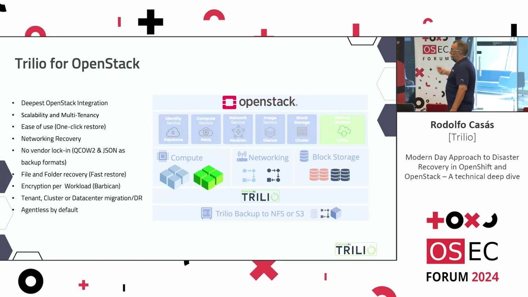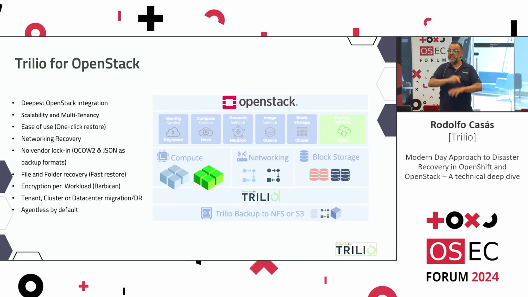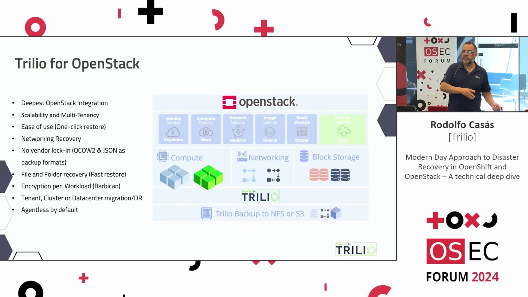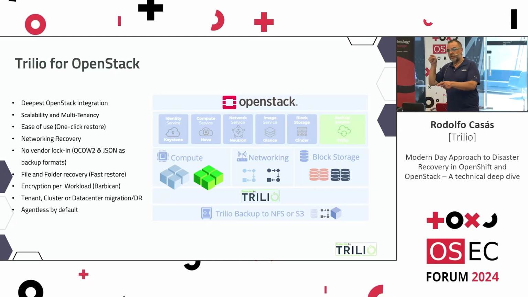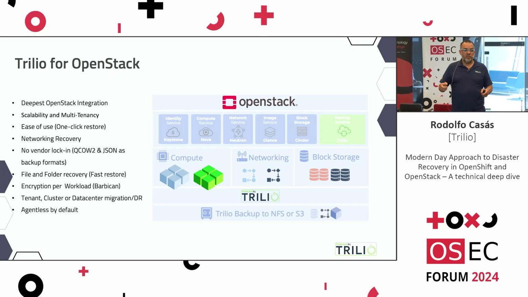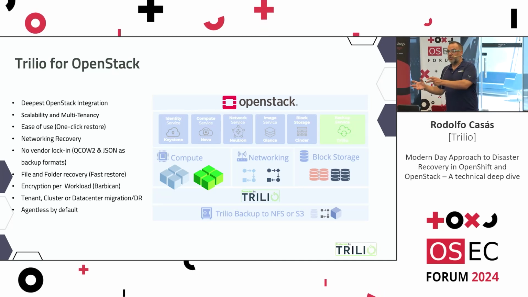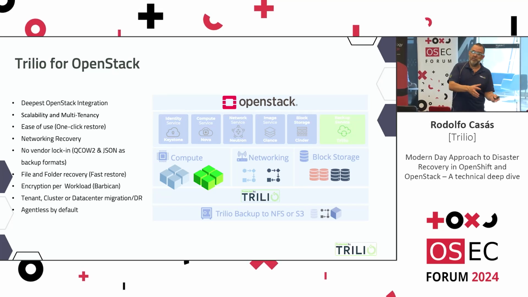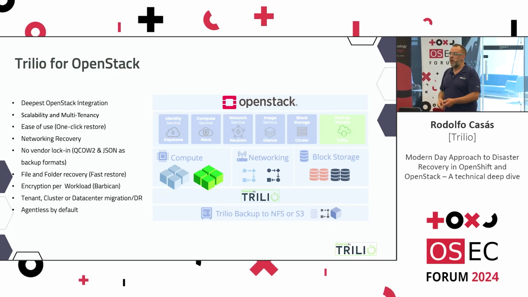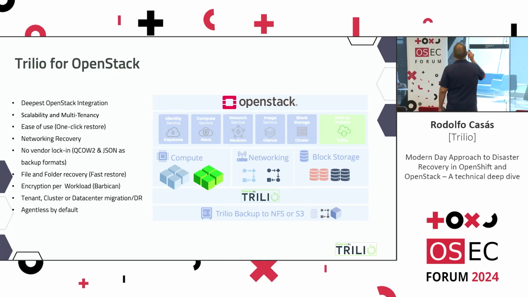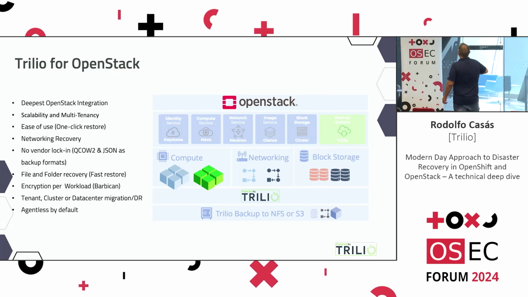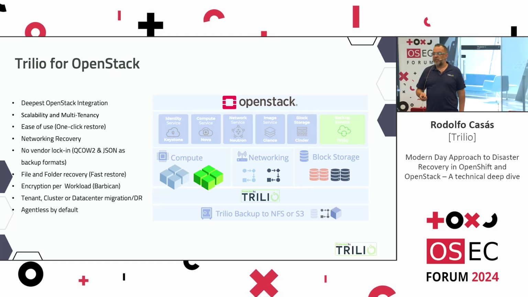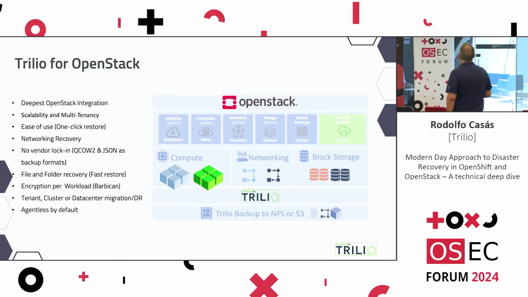We have the most simple option: if I deleted everything and I want just a one-click restore, we have that option. Or if you want disaster recovery to another cloud, you can also do one-click restore. Obviously, you need to reassign those backups to the other cloud because they belong to the old cloud, but after you reassign, you can do the one-click restore. We can recover the networking, same as the other one. We use QCOW2 and JSON, so we can also do file and folder recovery, with no vendor lock-in.